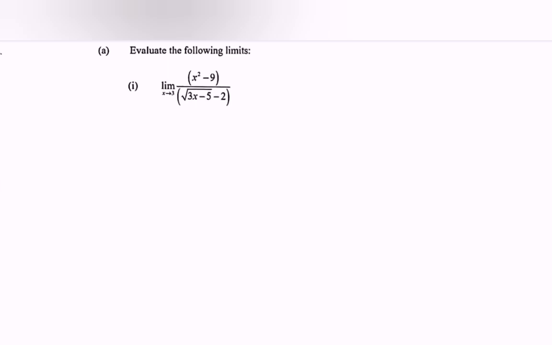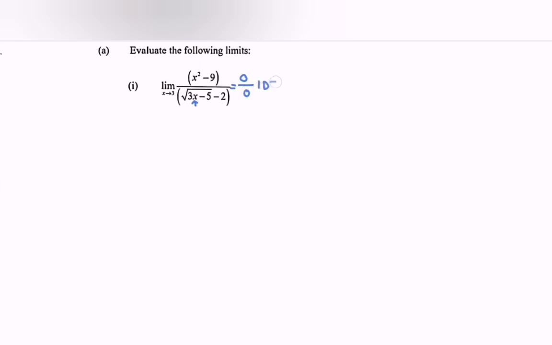Hello everyone, in this video I'm going to discuss the example for limits and continuity. Evaluate the following limits. Number 1, we have to substitute. If we substitute 3, we will have 0 for the numerator. If we substitute 3 here, we will have 9 minus 5, which is 4. Square root of 4 is 2, minus 2, again we have 0.